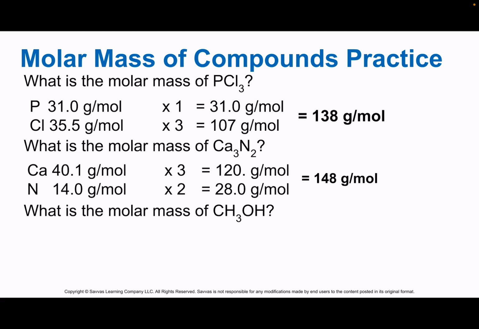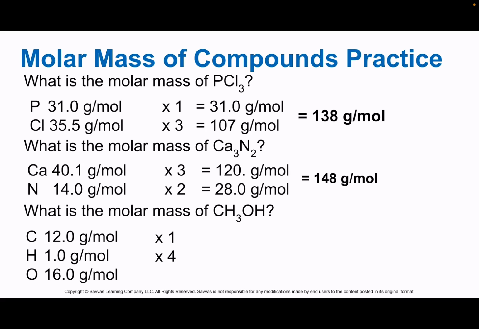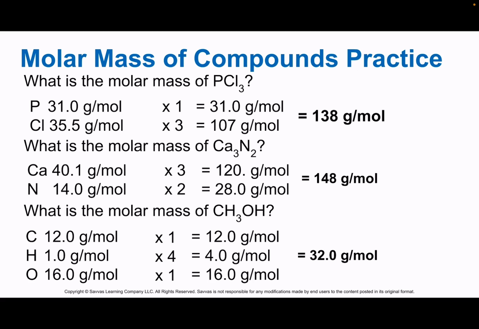Last one. This is called methanol, CH3OH. Carbon is 12, hydrogen is 1.0, and oxygen is 16.0. If we count the atoms, we have 1 carbon, 4 hydrogens, be careful there, and 1 oxygen. We multiply and get 12, 4, and 16 respectively, and we are going to add these 3 numbers together to get 32.0 grams per mole. Feel free to pause if you need to catch up there.